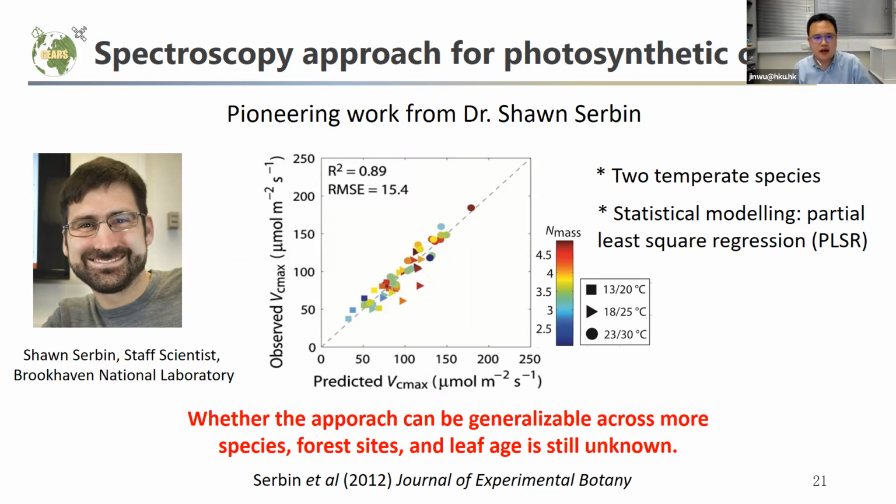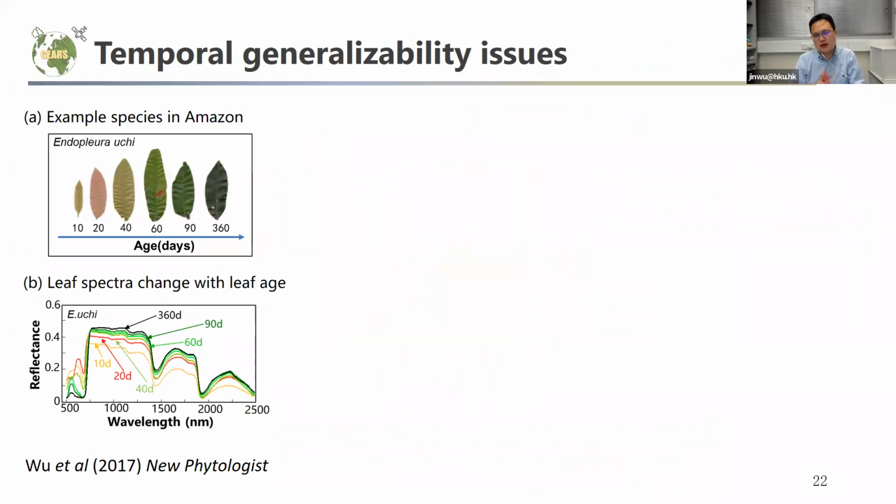During the past years, I would like to address the generalizability issue from two perspectives. One is temporal generalizability, and the other is spatial. First, let us focus on the temporal part. This panel shows one example of the leaf-scale monitoring we conducted in the Brazilian Amazon. We tagged the leaves, then monitored them from 10 days old until 360 days old. At the same time, we also used a spectral radiometer to continuously monitor their leaf aging processes.